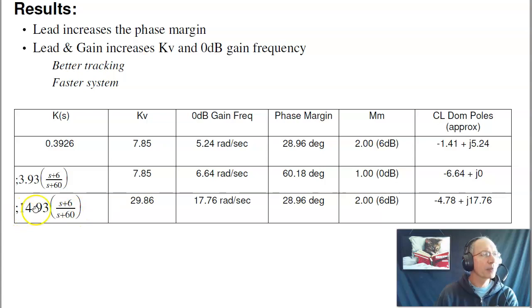If I crank up the gain, do a lead plus gain compensator, I now have a much higher DC gain, meaning better tracking. I've got a wider bandwidth, and my poles have shifted out. So lead plus gain kind of gives you everything you want. Better tracking, faster system, same phase margin, kind of by definition. So that's the idea of a gain plus lead compensator.